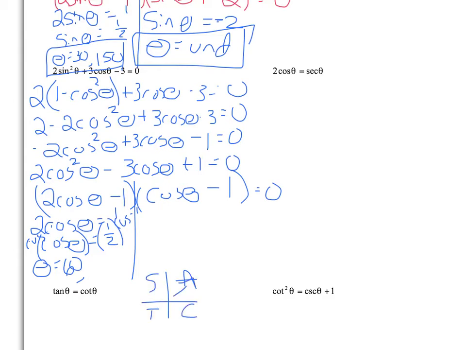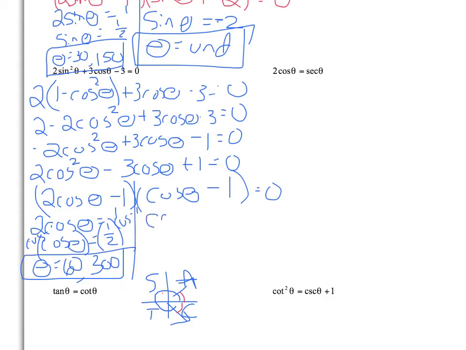60 is in quadrant 1. Cosine's positive there. Cosine is also positive in quadrant 4. My red reference angles are both 60 degrees. I want the blue angle, which is going to be 360 minus 60, which is 300.